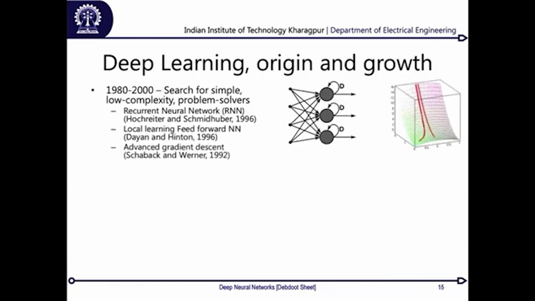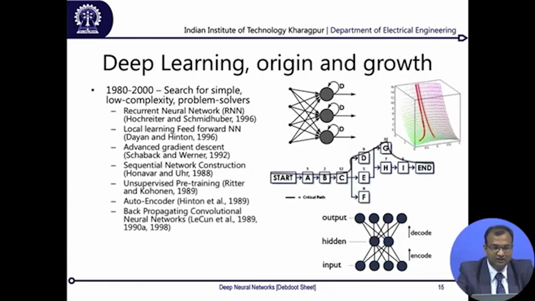Now from the 1980s to 2000 is when a lot of research went into understanding simple, low complexity problem solving with these kinds of networks. So that led to the birth of recurrent neural networks, then long learning feed forward neural networks, advanced gradient descent, and sequential network constructions, which is how they can be constructed one by one at a time. And from there to a very famous thing called an autoencoder, and from there a backpropagating CNN, which was a very fundamental discovery.